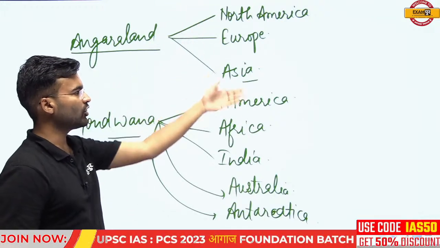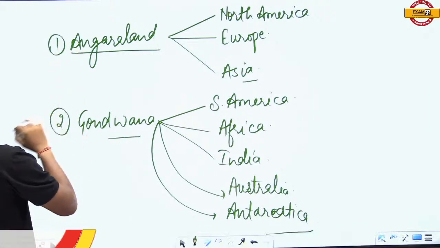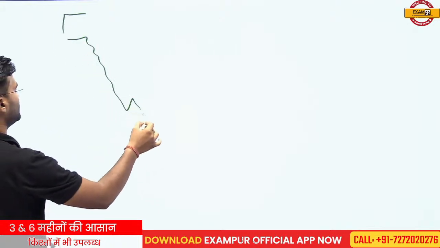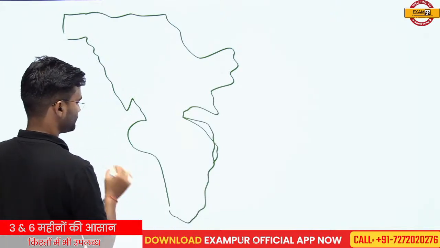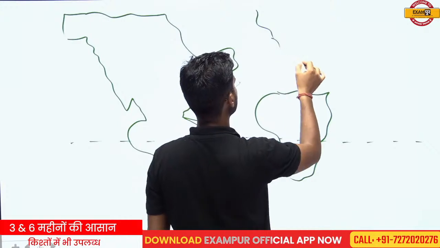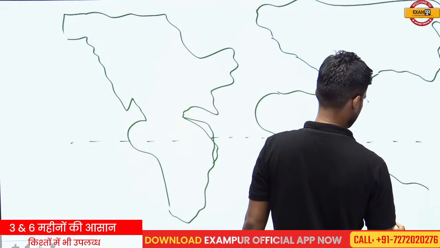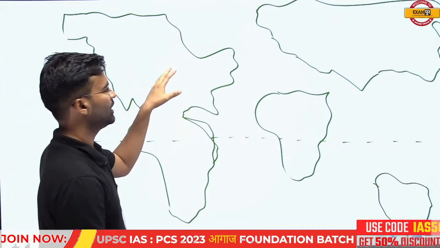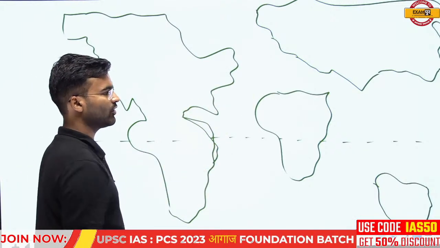So the present continents are formed by these 2 semi-supercontinents: one is the Angara land and the second is the Gondwana land. Okay, if we look at the present scenario of the continents, then we see the location of these continents is like this. But once upon a time, these continents were part of a single continent, as we studied.